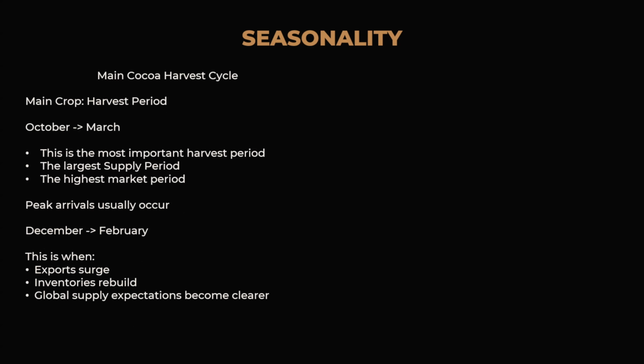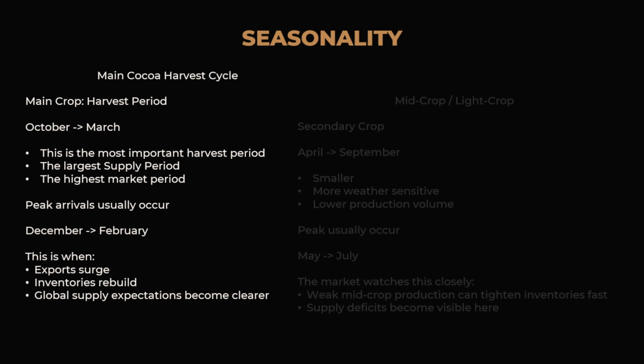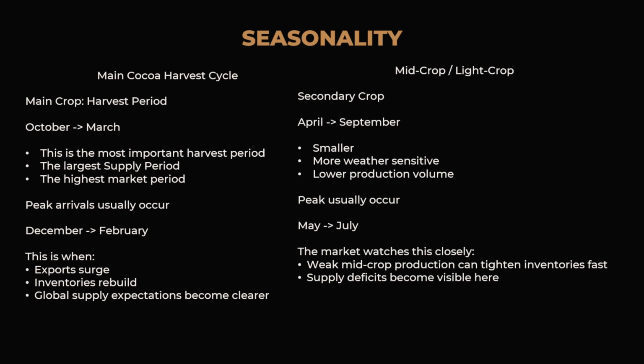The main harvest period is October through March. This is the most important harvest period, the largest supply period, and it's also the highest market period. Peak arrivals usually occur between December and February. This is when exports surge, inventories rebuild, and global supply expectations become clearer.